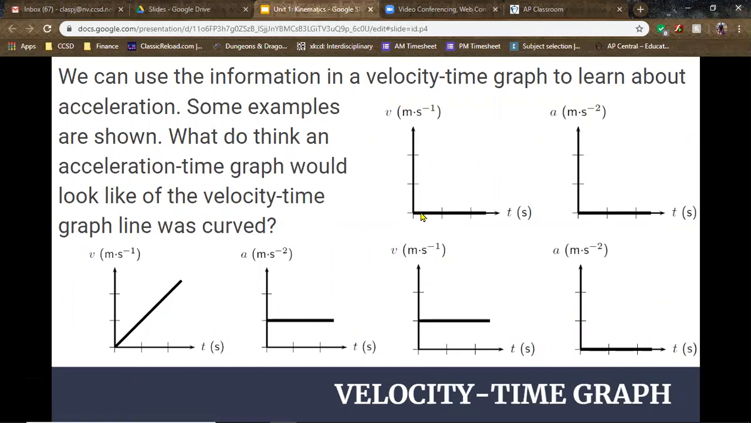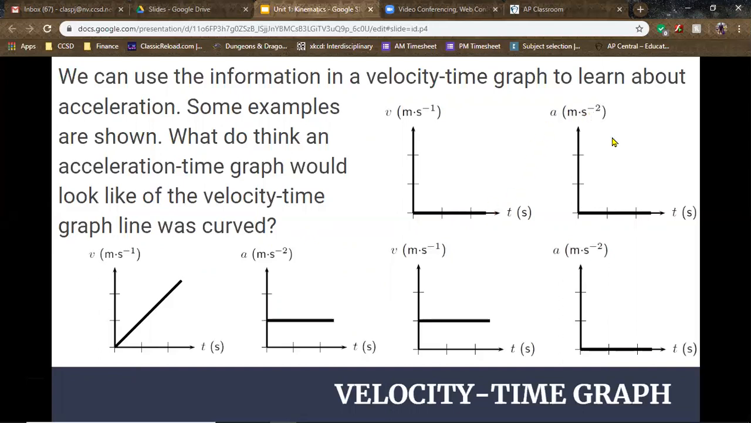So we have a flat line right here that is zero, okay? So the velocity here is zero. The velocity here is zero, and it never changes, okay? So we have a constant slope of zero. And since slope in a velocity time graph is acceleration, that means that my acceleration should be zero and constantly zero.